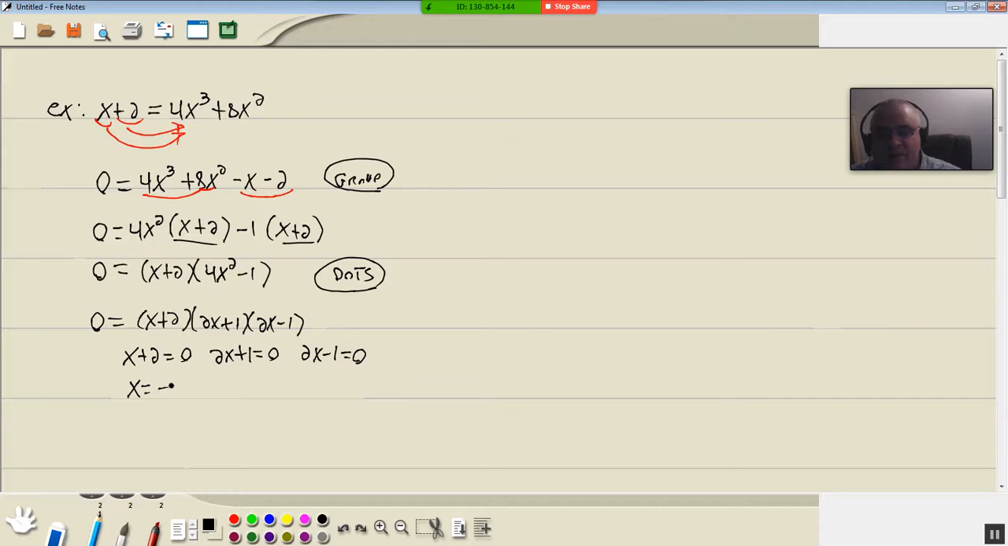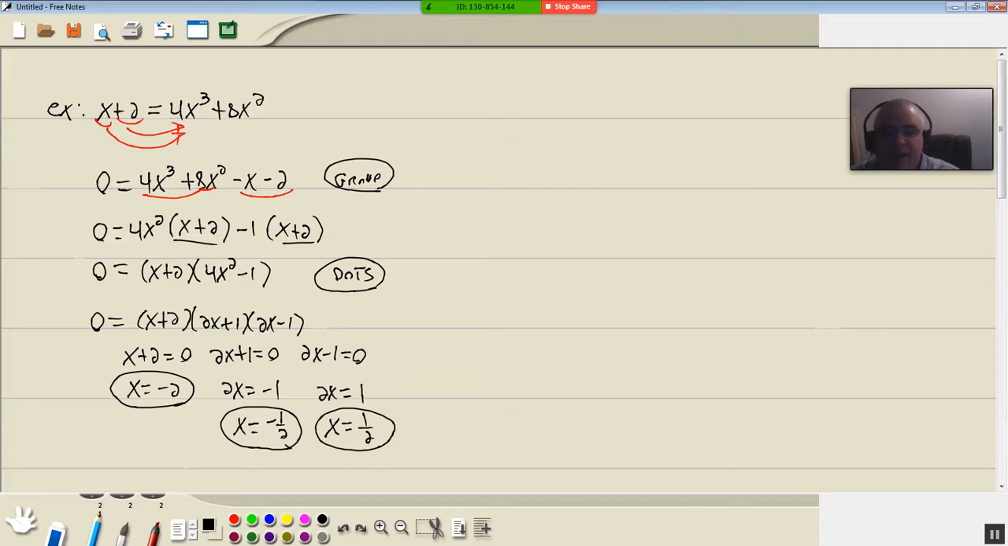Now here I'll take the 2 over, it becomes a negative 2. Here I'll take the 1 over, it becomes a negative 1, and then divide both sides by 2, and we get negative 1/2. Here I'll take a negative 1 over, it becomes a positive 1, divide both sides by 2, and we get 1/2. And those would be our three answers.